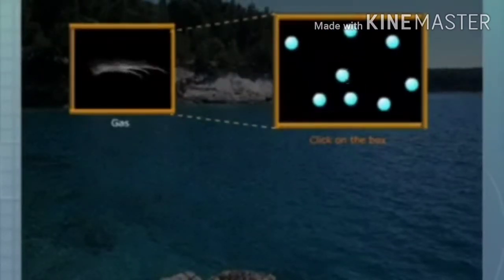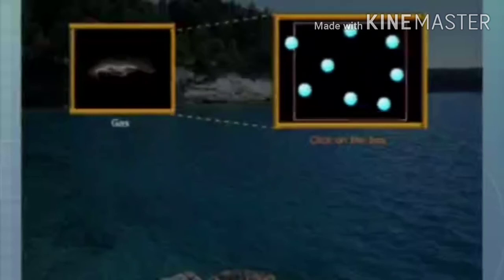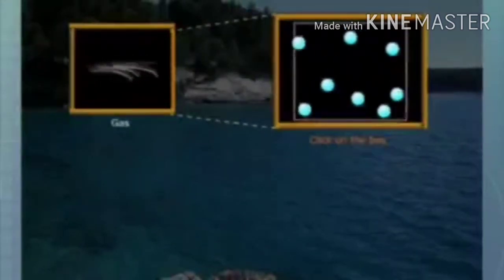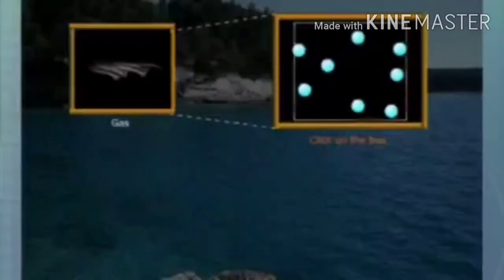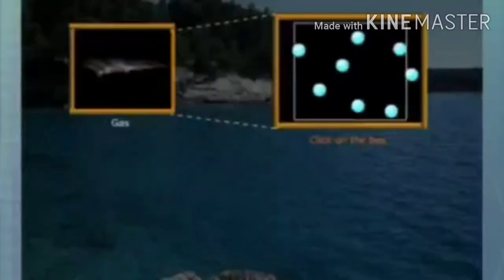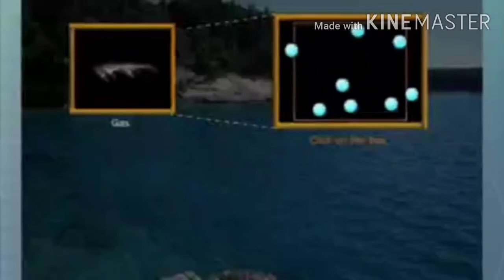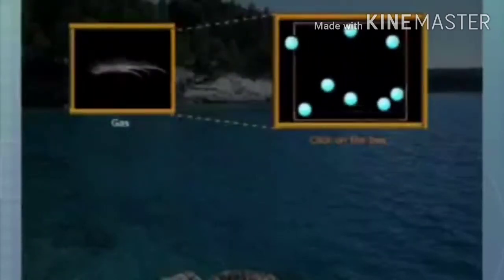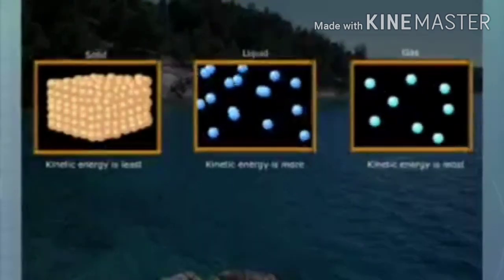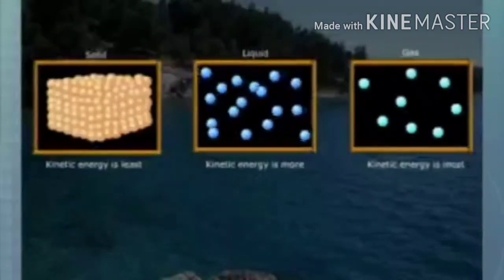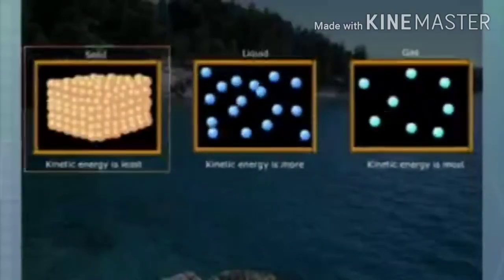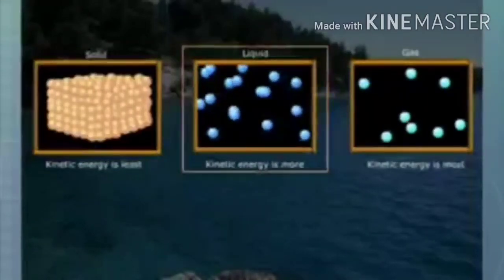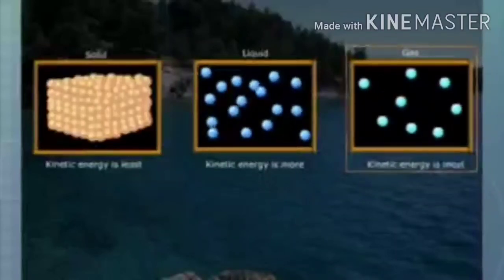In gases, the force of attraction between the molecules is negligible, and the molecules are free to move and can move with considerable speed in any direction. Therefore, the molecules in gases have very large kinetic energy. Thus, according to the kinetic molecular theory of matter, the kinetic energy of the molecules of a substance is least in the solid state, more in the liquid state, and most in the gaseous state.